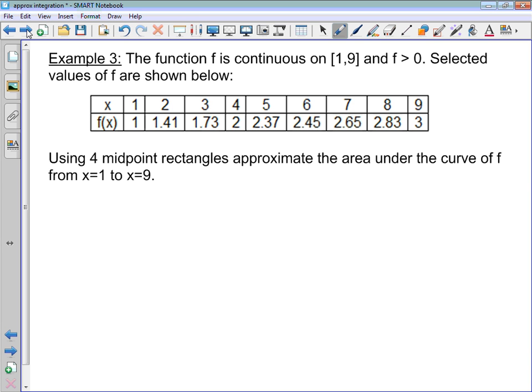So let's start by figuring out delta x here, or the width of each one of our rectangles. We want to go from 9 to 1, and we want to split this entire thing into 4 rectangles. So each rectangle has to be 8 over 4, has to have a width of 2.